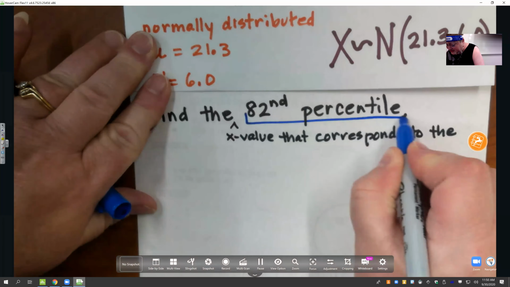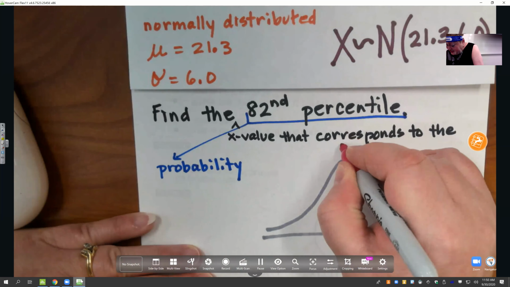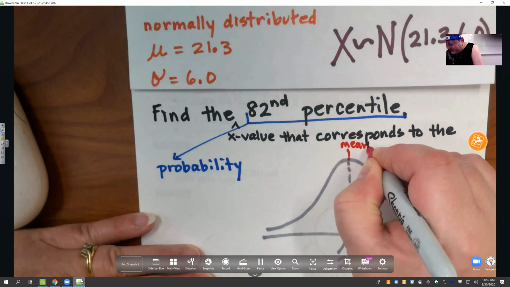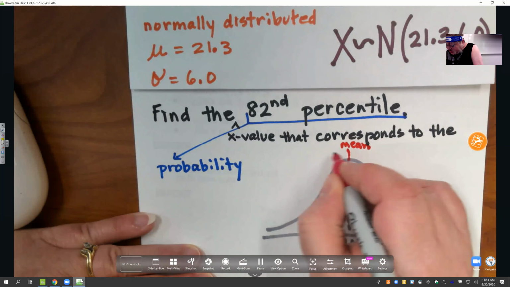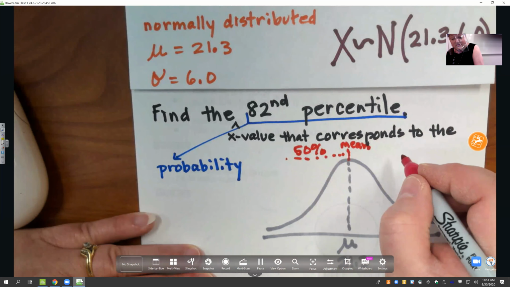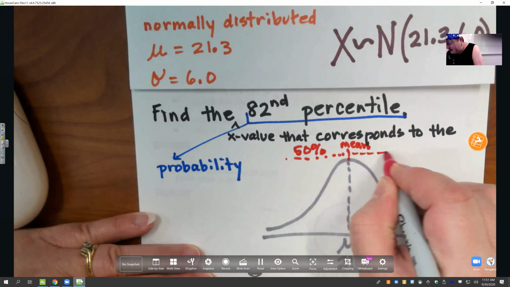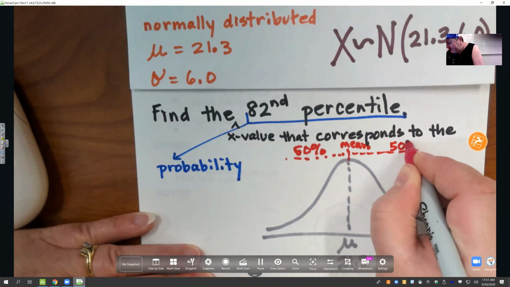Now, a couple of things to remember that you may have forgotten. Remember, the mean is your measure of center. So that means you have 50% of your values below the mean, and you have 50% above the mean. Because you got to kind of think about where 82% is.